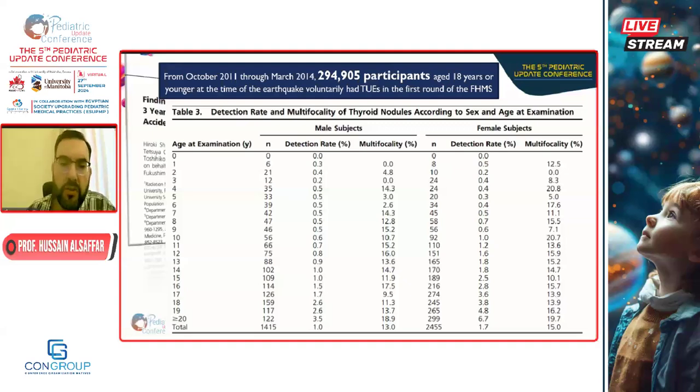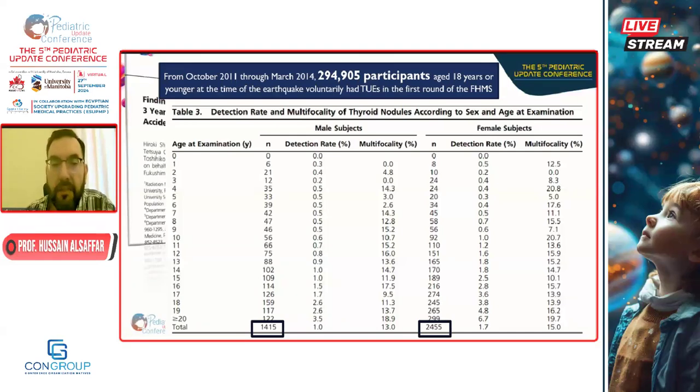For the thyroid nodules, what they found is about 1,415 patients were male with these thyroid nodules in this big study, compared to 2,455 patients who were female. So it seems the thyroid nodules are happening more in females compared to males.